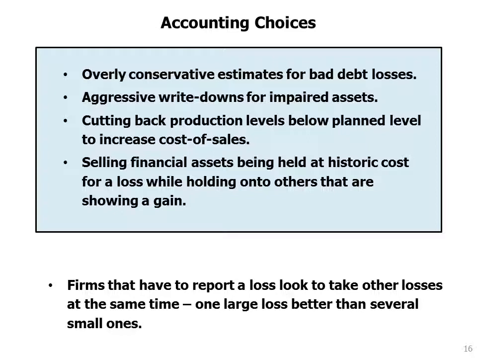And it is generally the case that you do not see firms reporting small losses. Most firms manage to avoid reporting small losses. And when firms do report a loss, they tend to report a big loss. They tend to look for any other losses which may be on the horizon and take them now. Rather than report several small losses, it's better to take one large loss, recover from that and move forward.